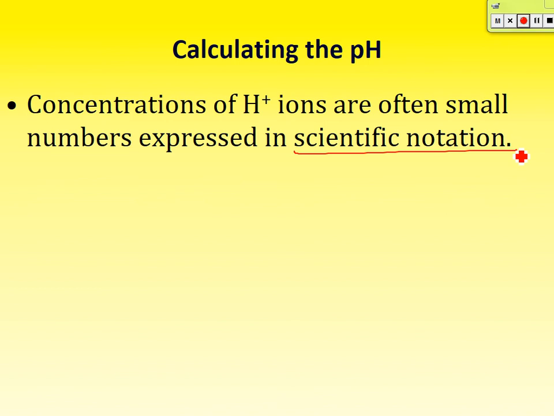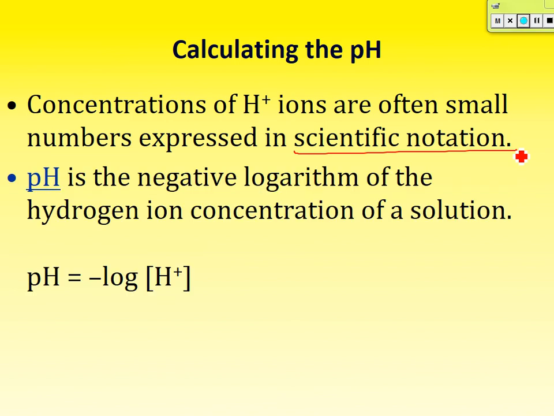Remember how to use scientific notation. You're going to see that a lot in this chapter. This is the most important thing of the lesson. The definition for pH is the negative logarithm of a hydrogen ion concentration of a solution. Let me say that again. You're supposed to write it. pH is the negative logarithm of the hydrogen ion concentration of the solution.